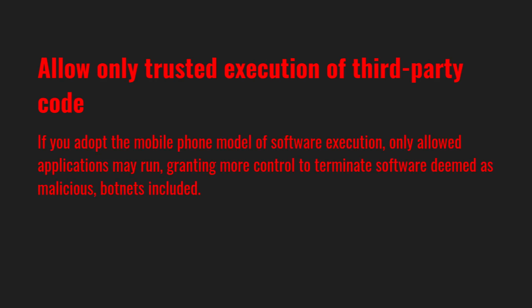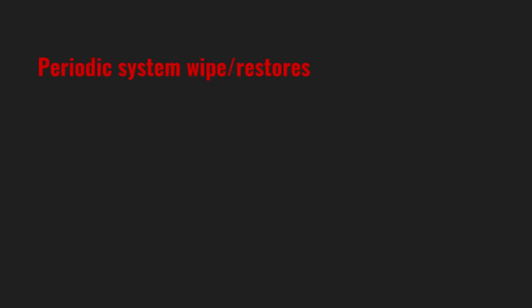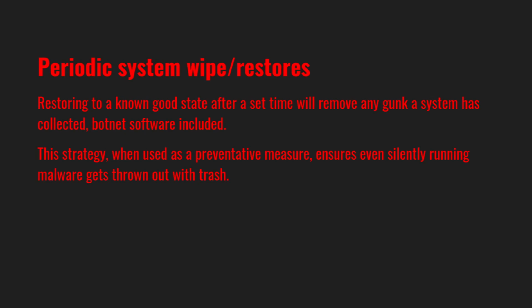If you adopt the mobile phone model of software execution, where only approved applications may run, you gain more control to terminate software deemed malicious, botnets included. So only an exploitation of the supervisor software or the kernel may result in exploitation of the device. Periodic system wipe restores. Restoring to a known good state after a set time will remove any gunk a system has collected, botnet software included. The strategy, when used as a preventative measure, ensures even slightly running malware gets thrown out with the trash.